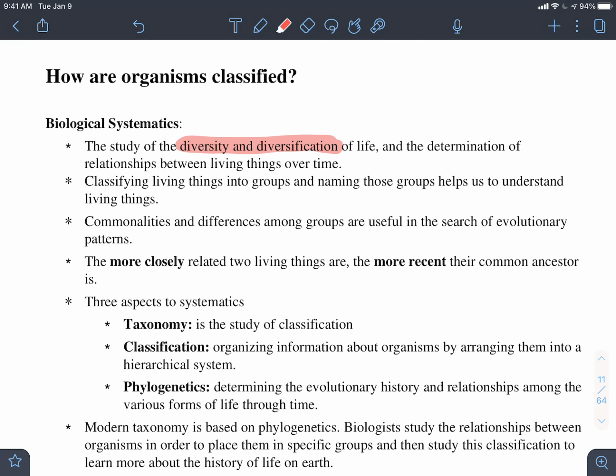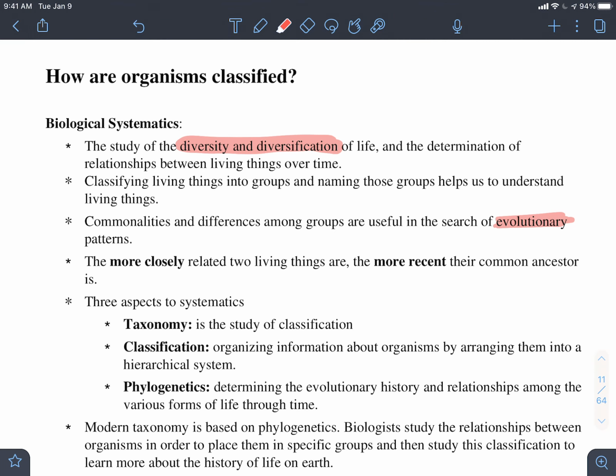So again, I'm really going to try to stress to you that everything in biology nowadays is studied from an evolutionary perspective, the idea that all life is connected. So we classify living things into groups, we name those groups, and that helps us to understand those things. Commonalities and differences amongst the groups are used to search for an evolutionary pattern. So it's evidence that all living things are related. The more closely related two things are, the more recent their most common ancestor.